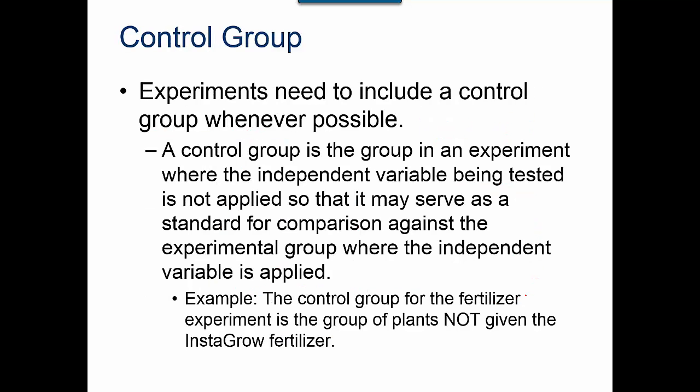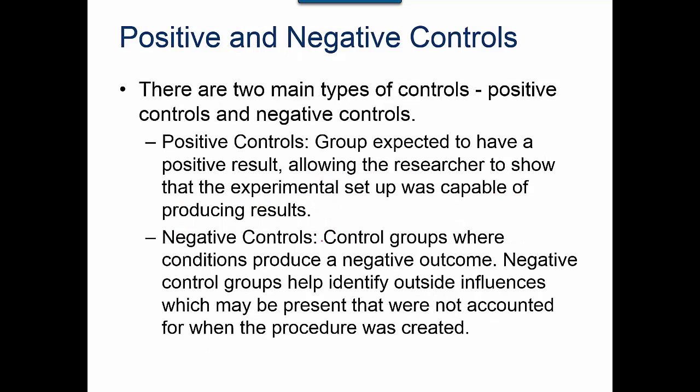Now, a control group is the group that doesn't have the independent variable added onto it. So the independent variable being tested is not applied. And the reason that we do that is we want to be able to compare. Okay, we need a comparison. Things that had, for instance, the fertilizer, and things that did not have the fertilizer, so that we can compare, did the fertilizer really make a difference, or maybe the plants that didn't have fertilizer grew better without it. So we need to have a control group in every single one of our experiments.